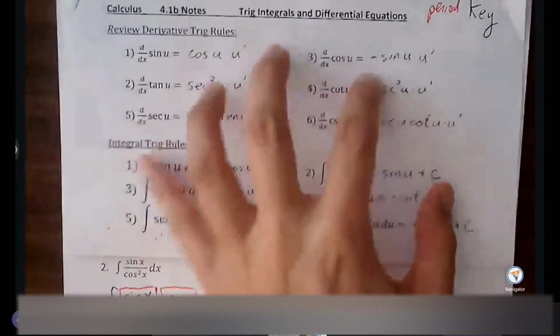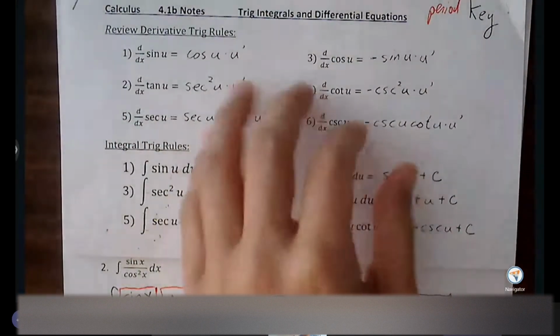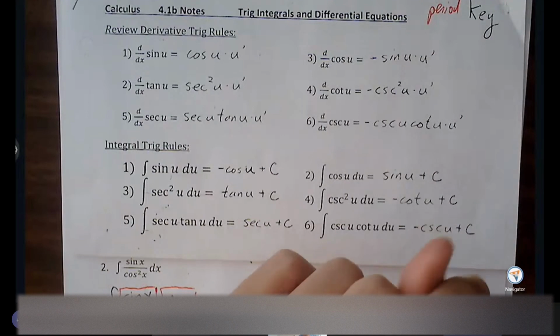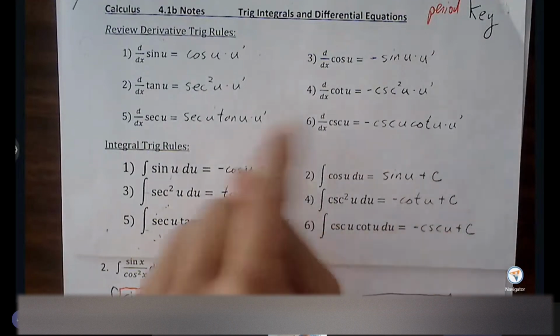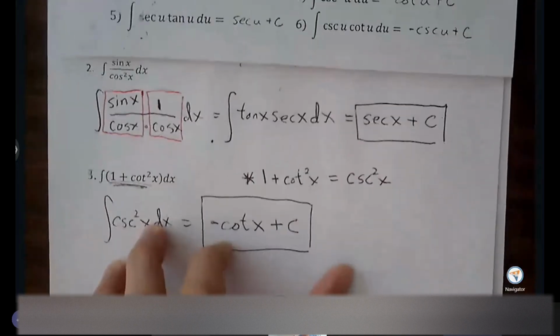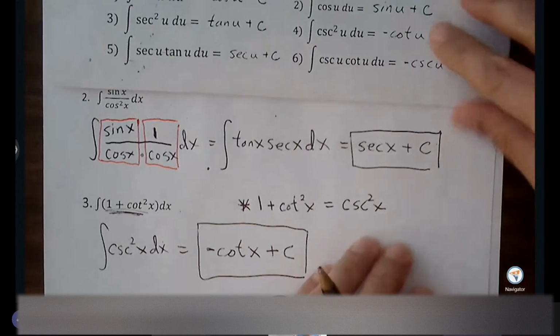On the quiz review, I put all the rules from 4.1, 4.2, and 4.6 all together. So I'll also have that formula sheet attached to the quiz as well. So everything that you need will be on the formula sheet. All right, next page.